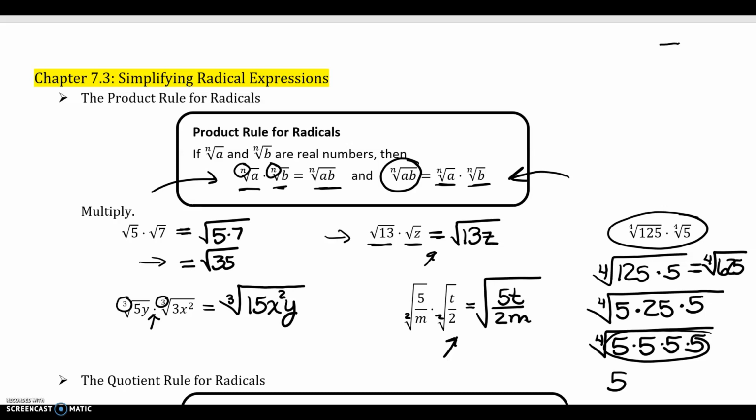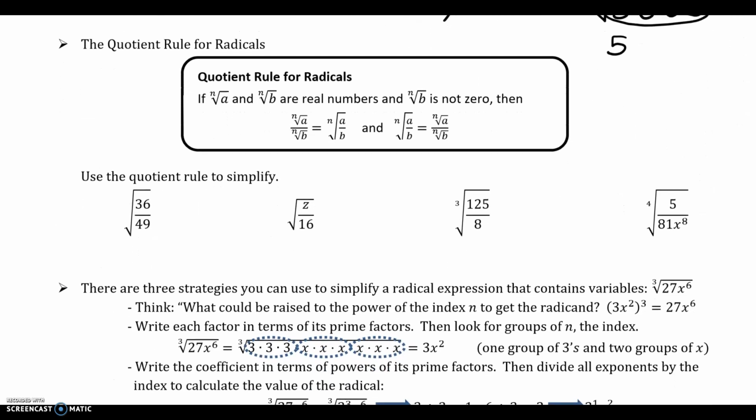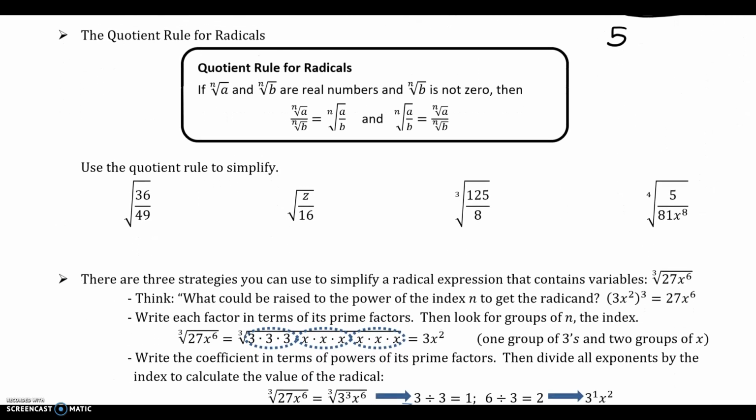All right, so let's move on to the quotient rule. So the quotient rule here says that if the nth root of a and the nth root of b are real numbers and the nth root of b is not 0, then we can combine the quotient of these two radicals. So the nth root of a over the nth root of b equals the nth root of a over b. And also it works in reverse.